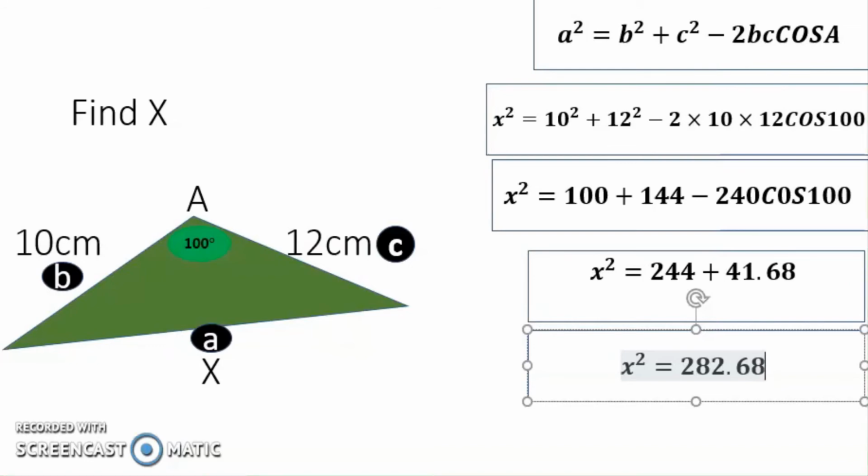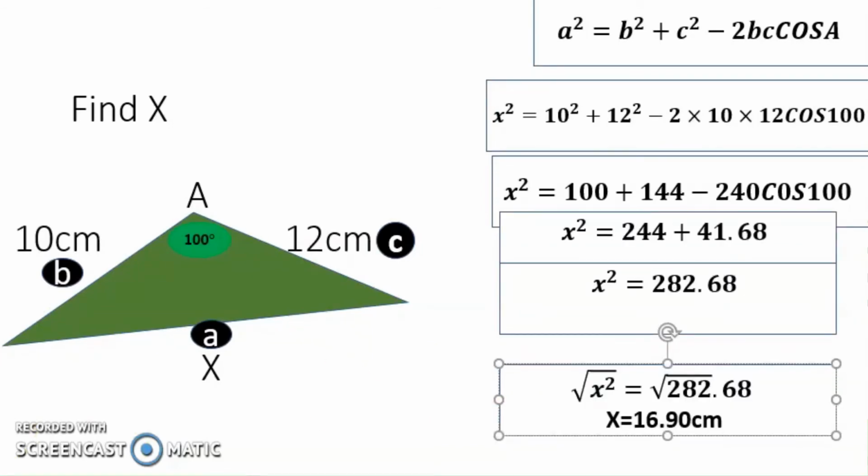Now to find the value of x, we are going to find the square root of both sides. So if you take the square root of both sides to solve for the value of x, our x will be equal to 16.90. So our x is equal to 16.90 centimeters.